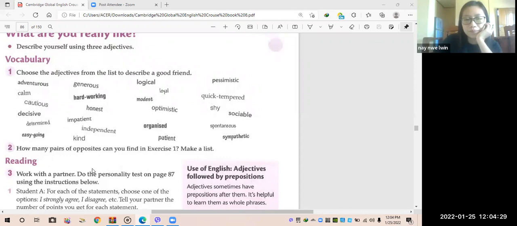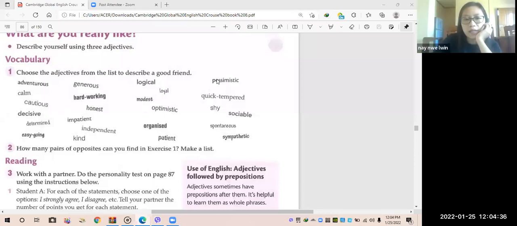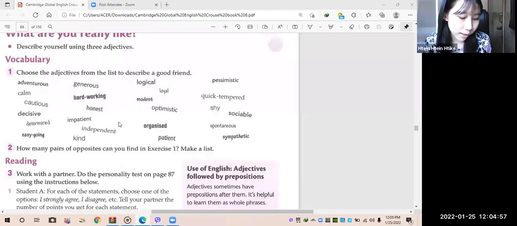Is that all? Quick-tempered and calm. Yes, calm and quick-tempered, right? They are also opposite to each other. A person who is calm, and a person who has a quick temper. So they are just opposite to each other. And is that all? Independent and sociable.